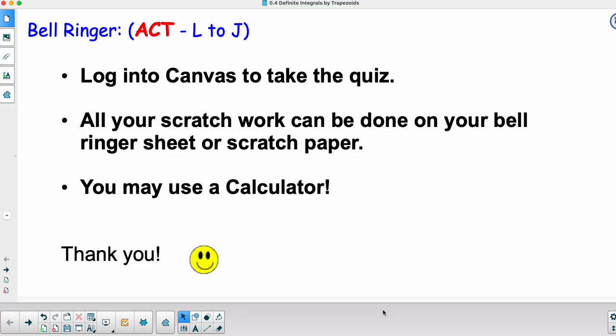Pull out your Chromebooks, and if you could, log into Canvas, and you should find a quick ACT review quiz here. I'd like you to take 5-10 minutes and see what you can answer here. Should be 5 questions to answer. With a calculator, see what you can answer on your own. Good practice for the ACT. Sub, you want to pause the video? That'd be awesome.